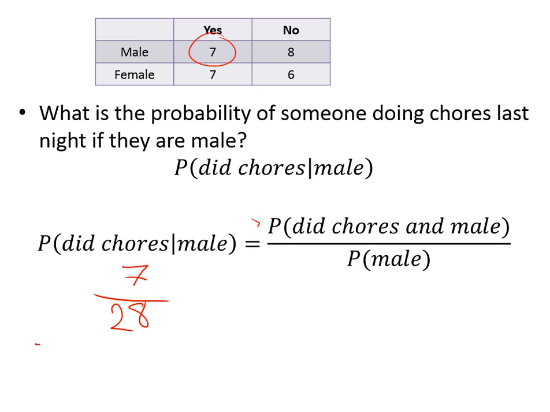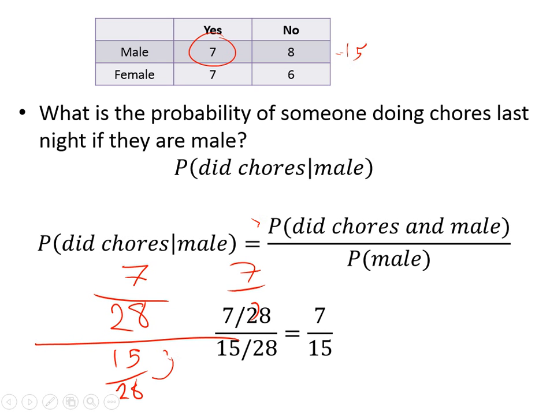Now you would divide that by the probability that it's male. Well, how many males do we have? We have 15 males out of 28. Okay. 15 out of 28. And so as you see here, if you were to simplify this, flip, multiply this, you'll get 7 over 15. Okay. 7 over 15, which is the probability of it occurring. Okay.